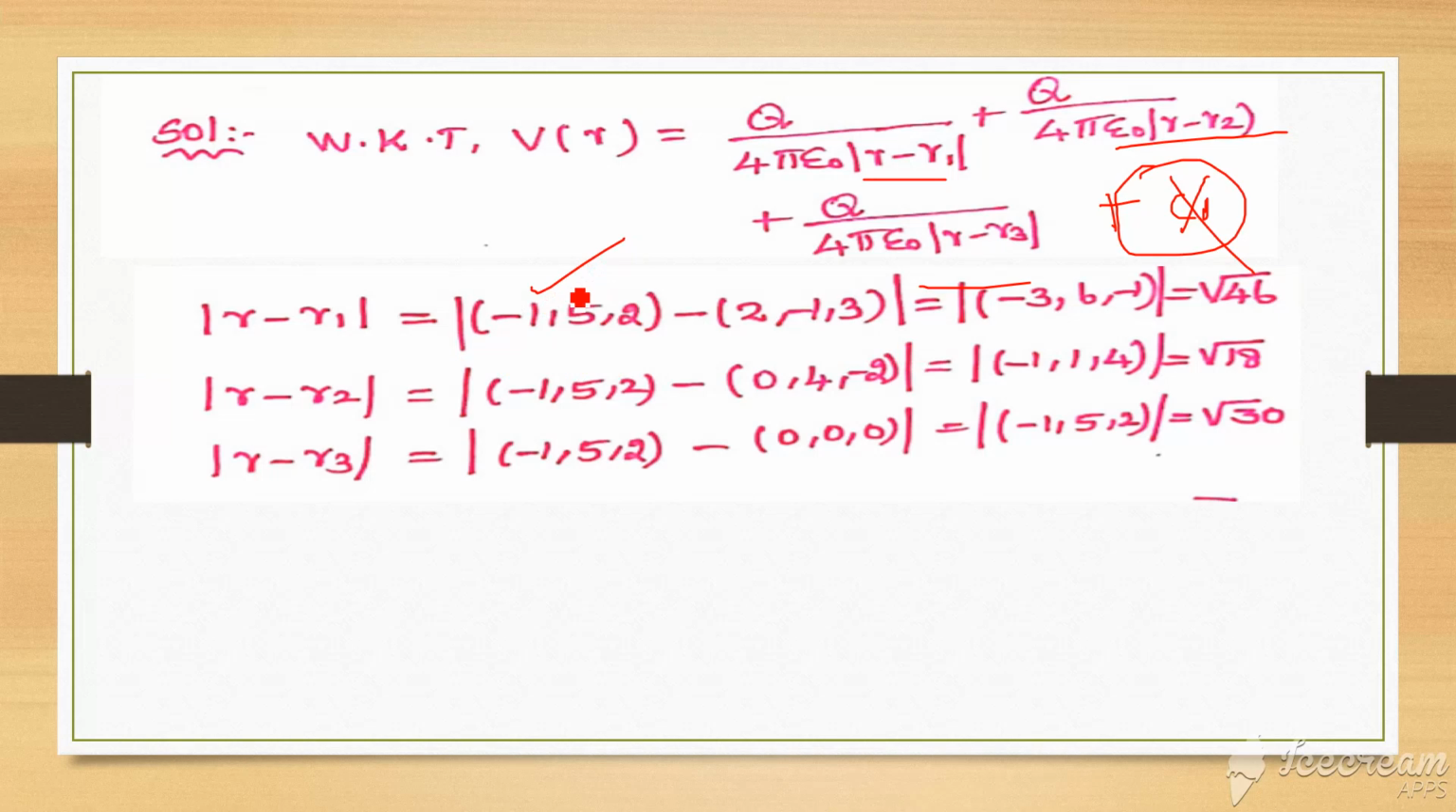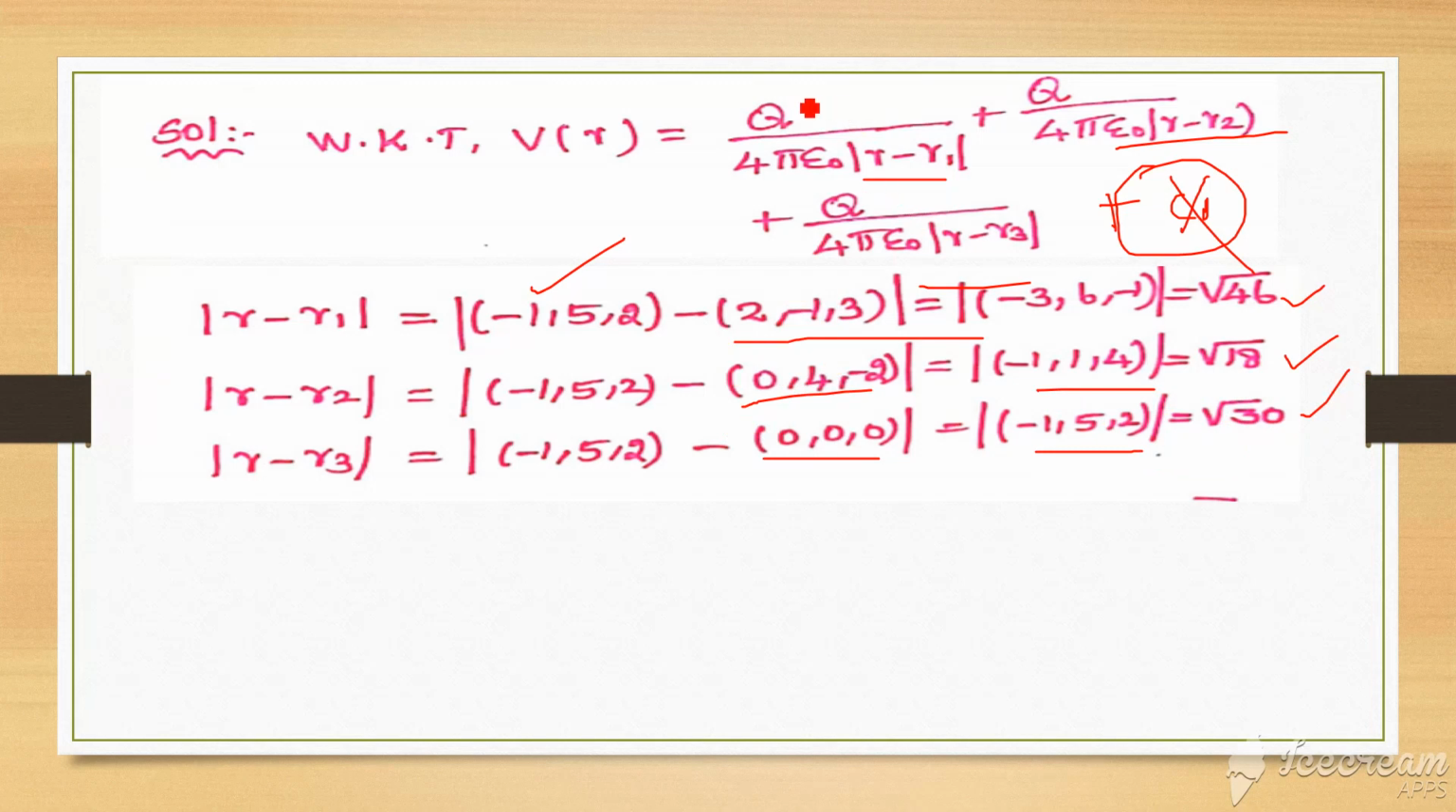So this point is nothing but where the potential is to be calculated. That point is -1, 5, 2. This is point charge 1 point, this is point charge 2 point, and this is with respect to point charge 3. Simply taking the difference between these two points, we get these values. Taking the modulus, corresponding to the first one we get root 46, corresponding to this point we get root 18, and corresponding to this one we get root 30.